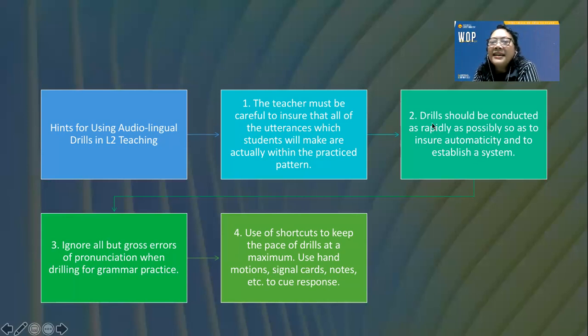Okay, you can see here, the drill should be conducted as rapidly as possible. So first, when I had that drill from me to Rima, it was not that fast. Then from Rima to Tania, Tania to Christo, Christo to Jessica, and finally it got faster. So it should be conducted rapidly, especially when you have a lot of students inside the classroom. First, they listen and then they speak it out. Those are the drills that are given.